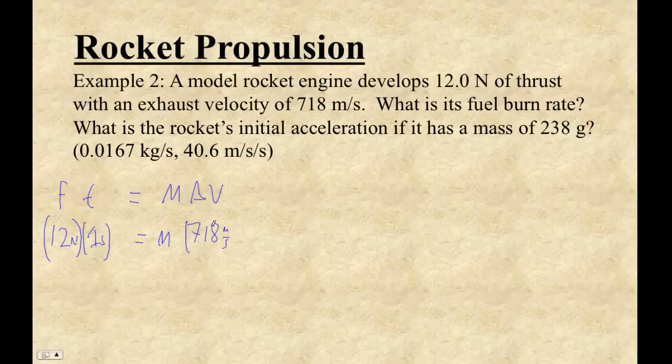These are newtons. So then I just go 12 times 1 divided by 718, rather. And the mass in 1 second is 0.0167 kilograms. So the mass burn rate is that many kilograms per second. Sometimes for mass burn rate, you talk about m dot. M dot just means the time rate of it. I don't generally do that, but there it is.